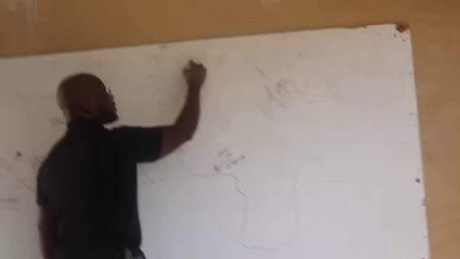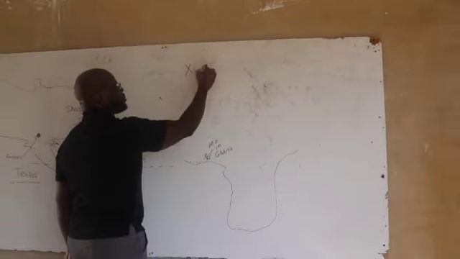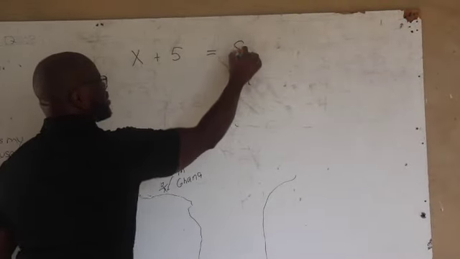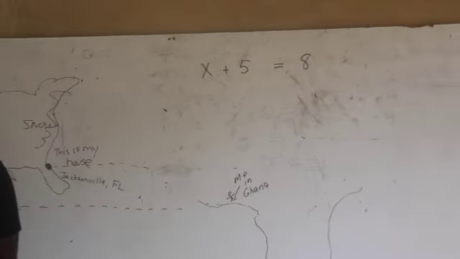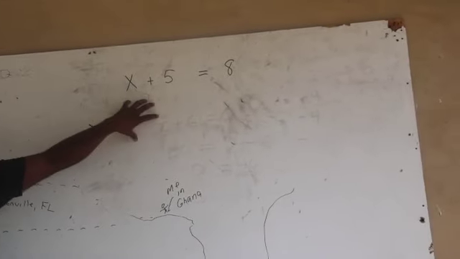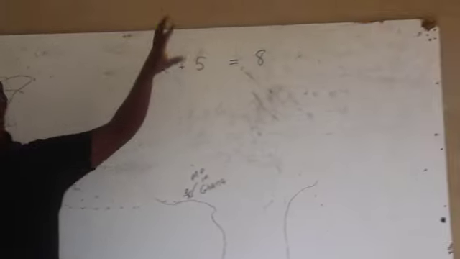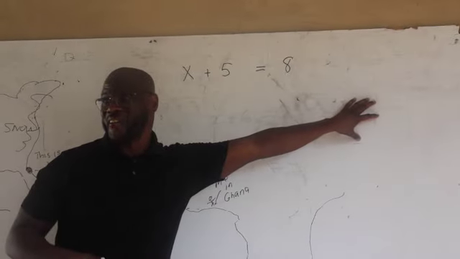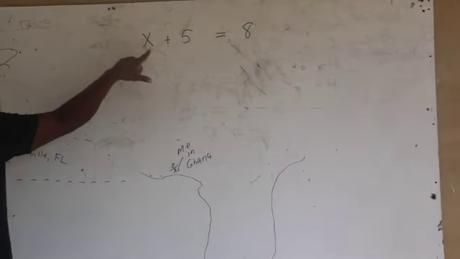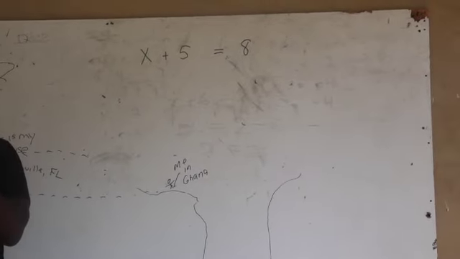Let's do this. x plus 5 equals 8. Okay? So we always remember, if this is an equation, whatever's on this side has to equal whatever's on that side, right? Okay, so we want to also isolate this x. So we want to get it by itself.